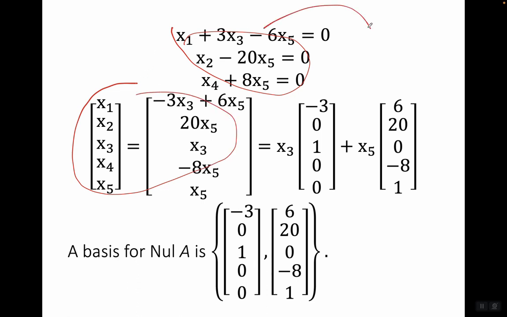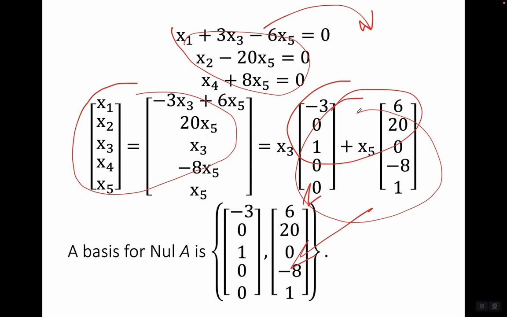Move the free variables to the other side, and we end up with x1 equals negative 3x3 plus 6x5, x2 is 20x5, x3 just equals x3. That's what we do with the free variables. x4 equals negative 8x5, and x5 equals x5. So we can pull out the x3 and the x5 and write it like this. Notice that a basis for the null space of A is just going to be these two vectors. And that's because any vector that's in the null space of A can be written as a linear combination of these two. Therefore, that's going to be a basis for the null space of A. They span the null space of A, and they're linearly independent.